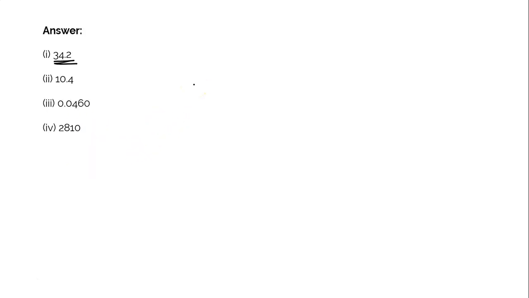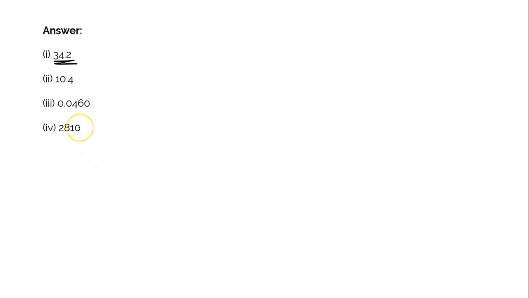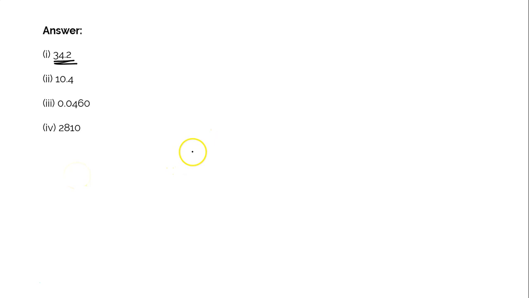In the third case, I'm rounding up in such a way that I get 3 significant figures. But if you look at the answers, 460 is what you have. Why? In order to have 3 significant figures, you could cut down this, right? But after cutting it down, you are left with 4, 5, 9, so this can be further rounded up to 460. That's what is here. And now the next one is 2808. In order to get 3 significant figures, that 08 is rounded up to 10. 2810 is the resultant answer.